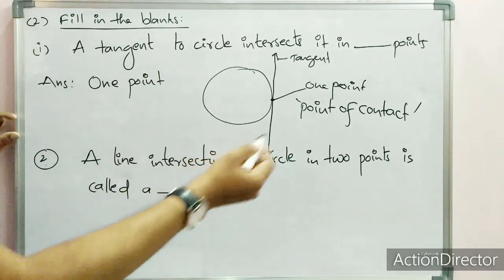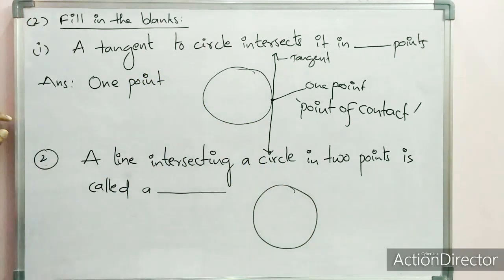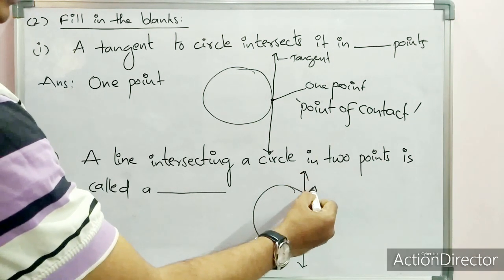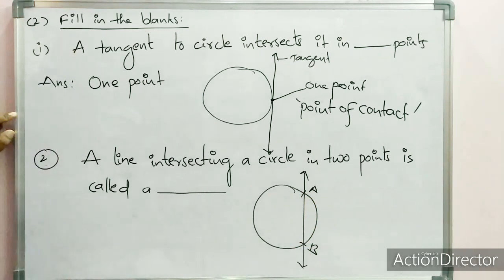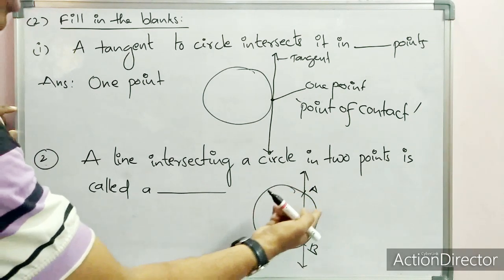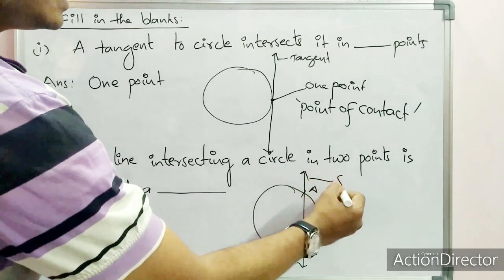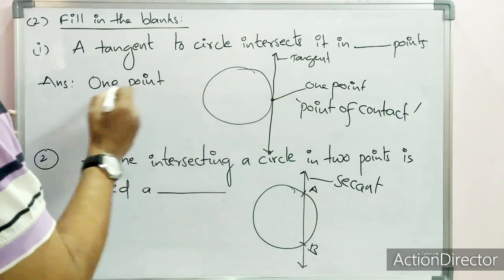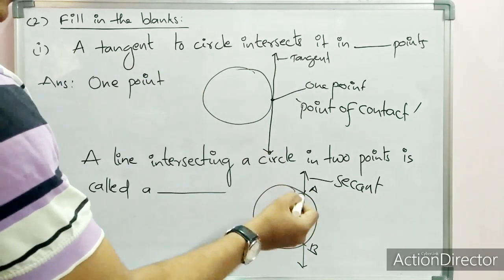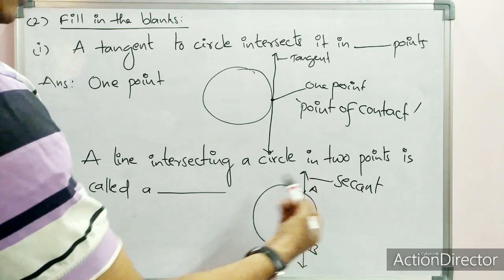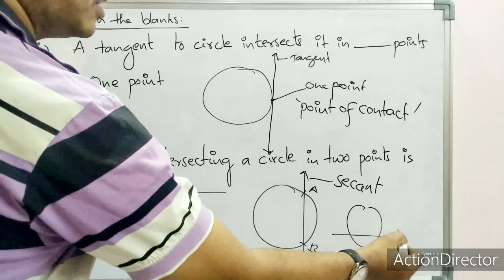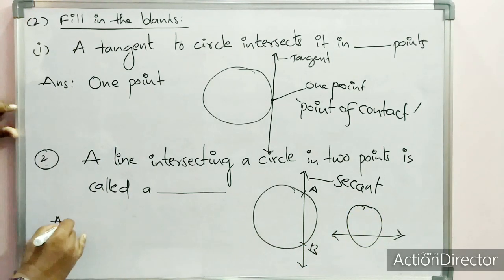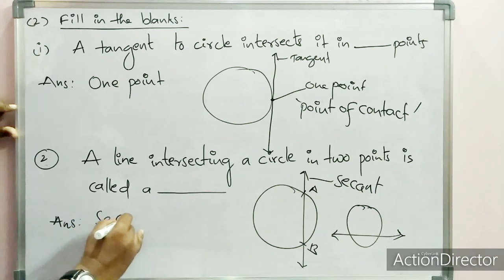Now suppose a line intersects a circle like this, at points A and P. When it goes through more than one point, it is called a secant. If it touches only one point, it is a tangent. When it intersects at two different points, it is called a secant. You can draw like this. This is called a secant. Therefore the answer is secant.